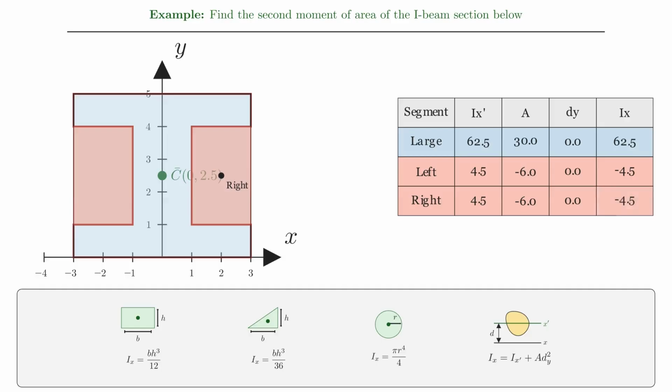Now I can take the sum of the Ix's. 62.5 minus 4.5 minus 4.5 gives us a total inertia of 53.5 meters fourth. So whether you add the segments together or subtract the voids, the result is the same. You can choose the method that makes your geometry the simplest to calculate for the example.